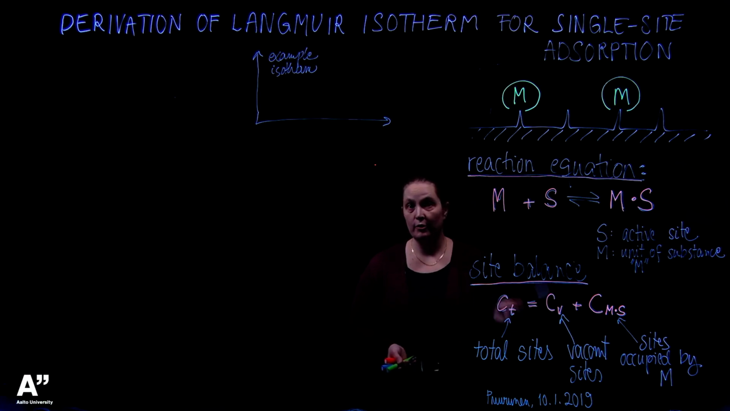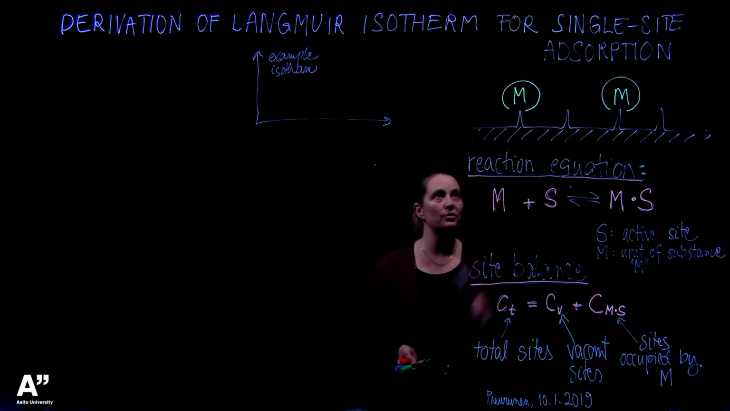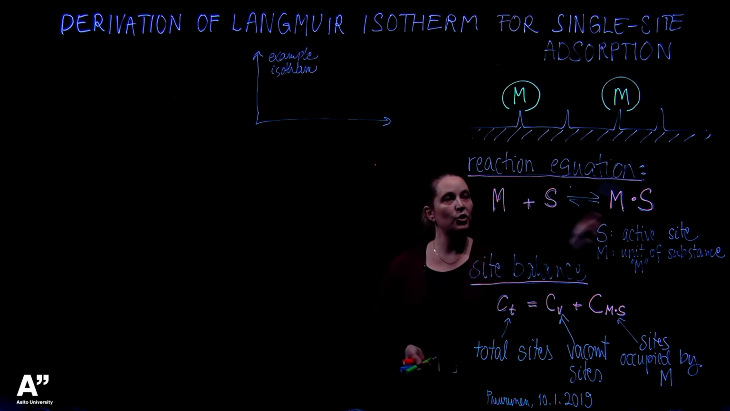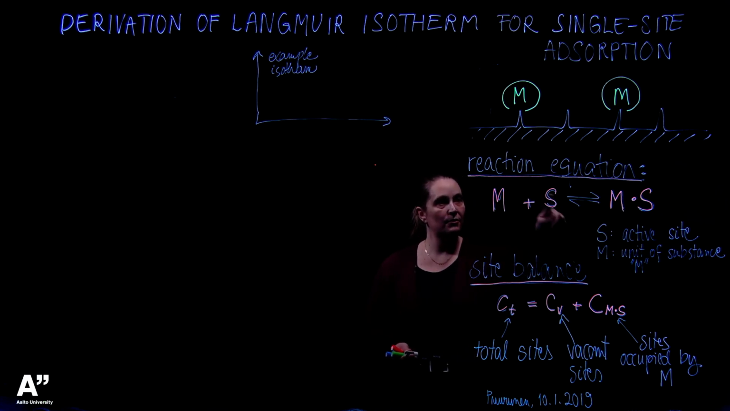This is a reversible process, as chemical reactions are, and the reaction equation concerning this case is substance M plus site S gives M·S, so this means a unit of M adsorbed on an active site. And from the arrow you see this is a reversible reaction. It goes forward, we are attaching molecules or adsorbing, and reverse, we are detaching or desorbing molecules.